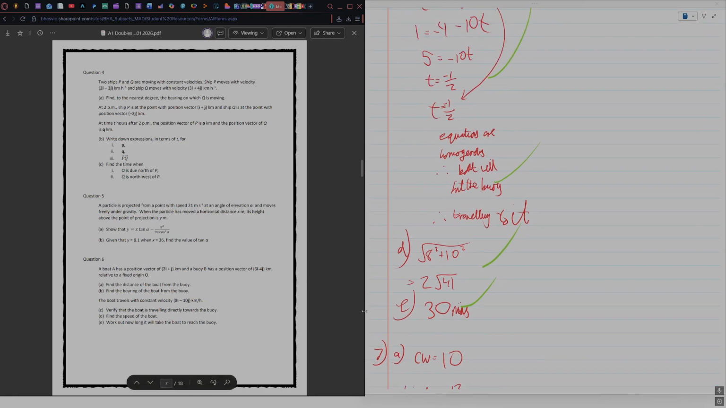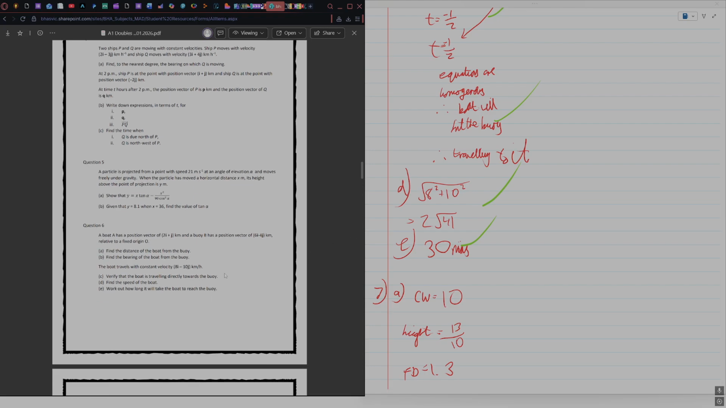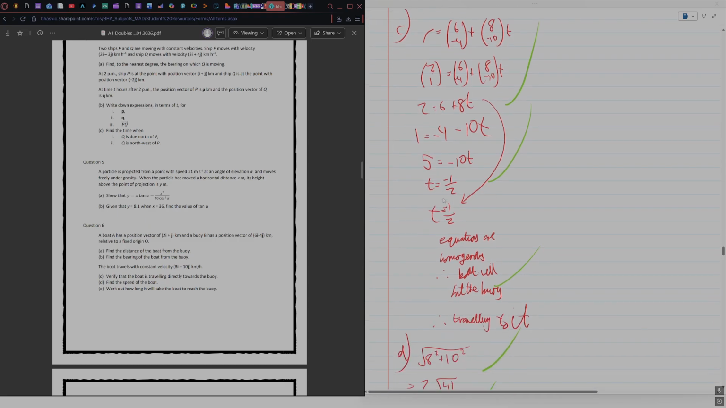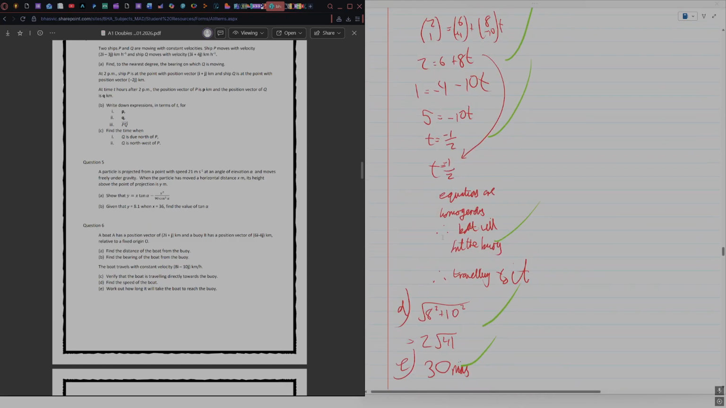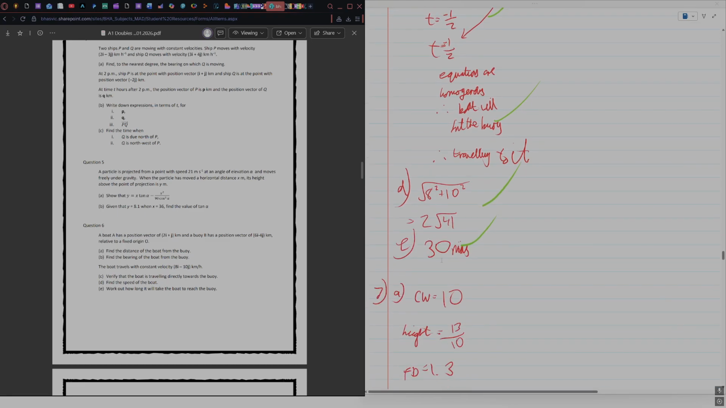Next, part D, we find the speed of the boat. Well, that just means the magnitude of the velocity. I didn't write the unit here, actually. I probably should have. Work out how long it would take the boat to reach the buoy. Oh, here, because I already found it here. There was probably an easier way to do this one, other than finding the time. But for this, I just found the time, so I can just write the answer here because I already found it.